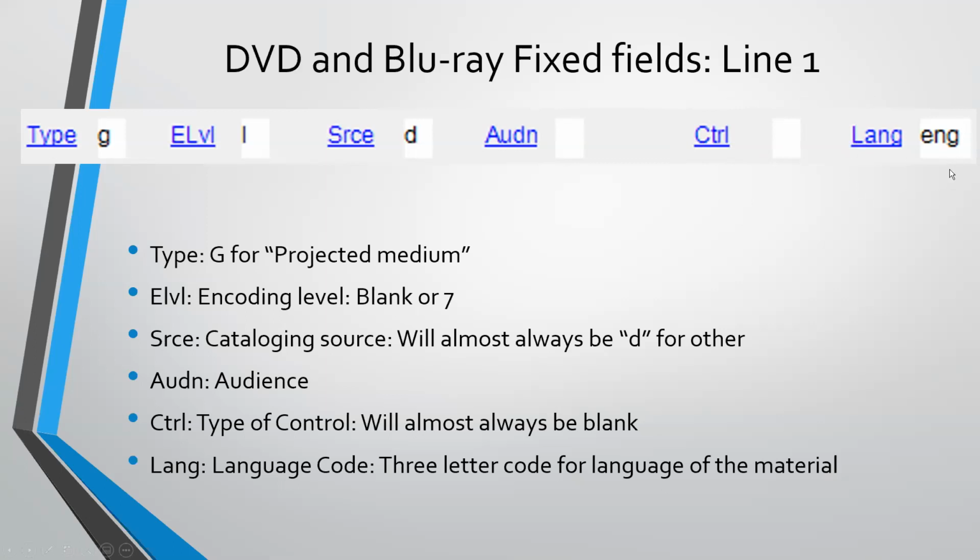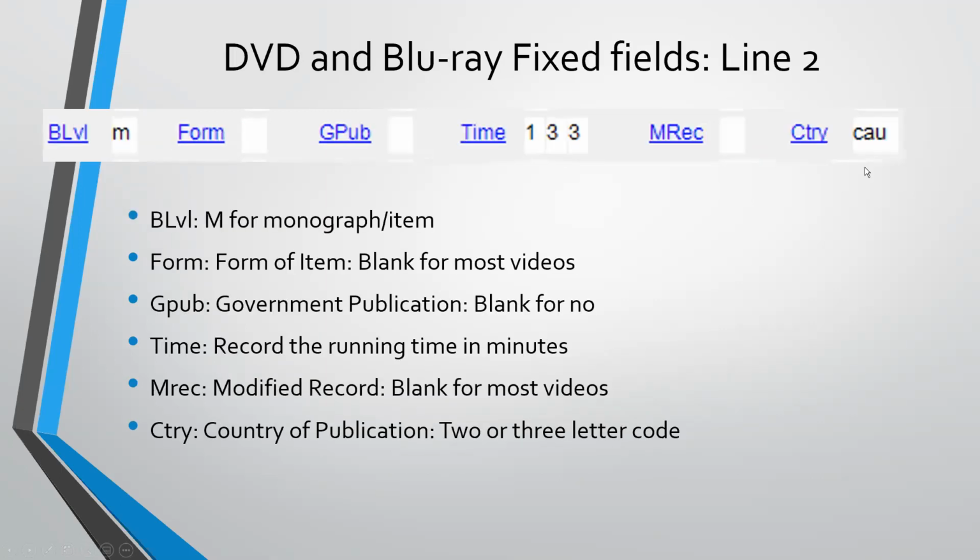Language, this is a 3-letter language code for the primary language of the material. So we've got ENG. Our next line, BLVL, is bibliographic level. M for monograph or item. The only other one that we use a lot is C for collection, when we want to maintain a group of materials together as an integral thing.